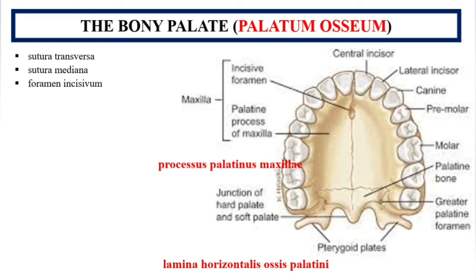Right, so on this model, you can't see exactly the next bone, which I'm going to talk about, the os incisivum, right? So that bone is found on here, right? So it's joined to the maxilla here by the incisive suture, sutura incisiva, right? You can't see it here, right?